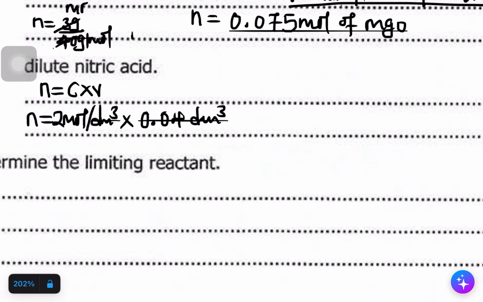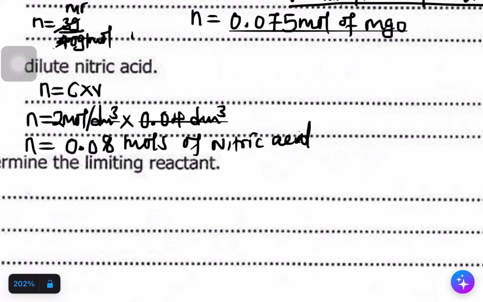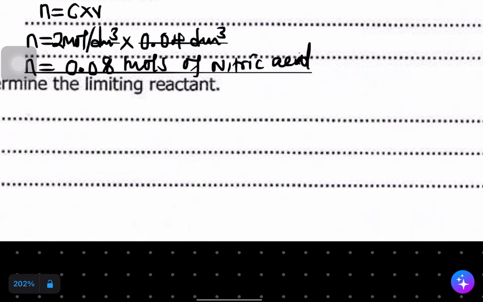Then 2 moles times this value, the number of moles will be equal to 0.08 moles. So these moles are of nitric acid. So we have found the moles in that form. That's how we find the moles. And then now we look at the other question.